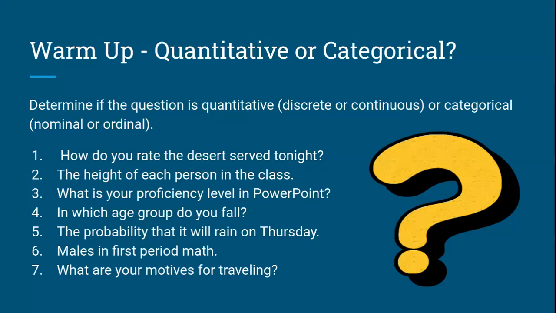Say that again. Yes, it is ordinal because when you rate the dessert, you can say excellent, all right, good, horrible. Okay, so you are splitting. The question is categorical, and you would get ordinal answers. You would get a range. All right, so look at number 2. The height of each person in the class.